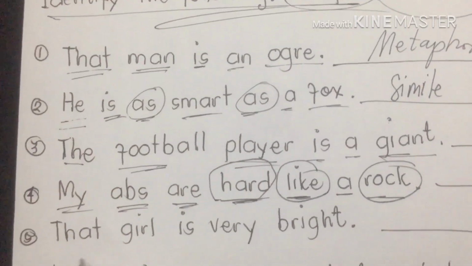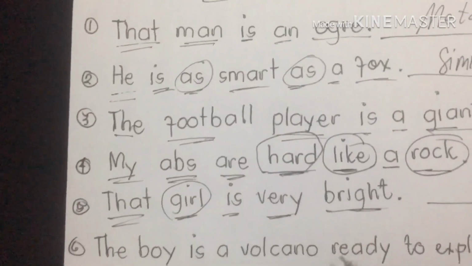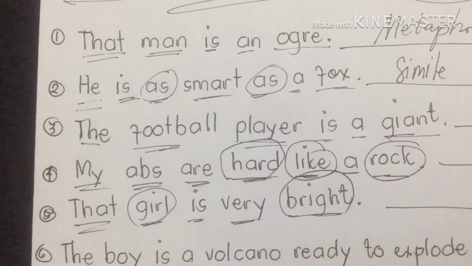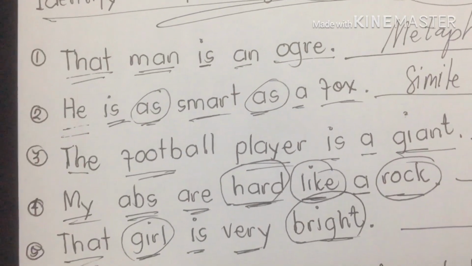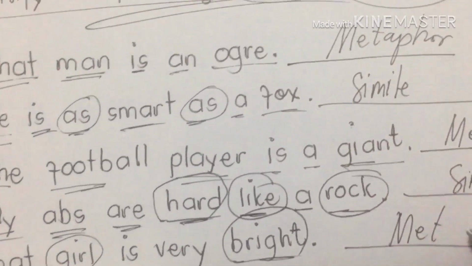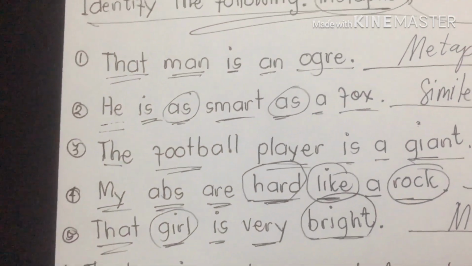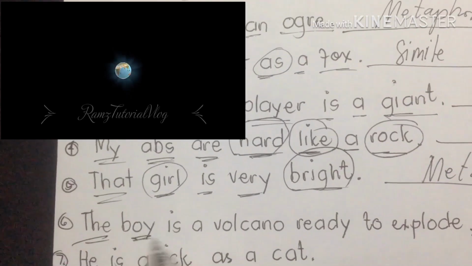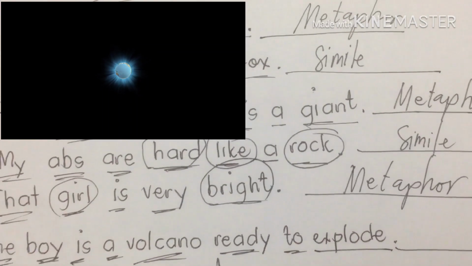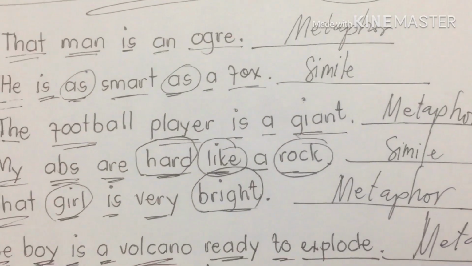Number 5. That girl is very bright. That means to say we talk about a girl that she is a bright student. We're pointing to someone, that girl, but we do not know her name. This is what we call a metaphor without using the word like or as. Number 6. The boy is a volcano ready to explode. This is a metaphor.